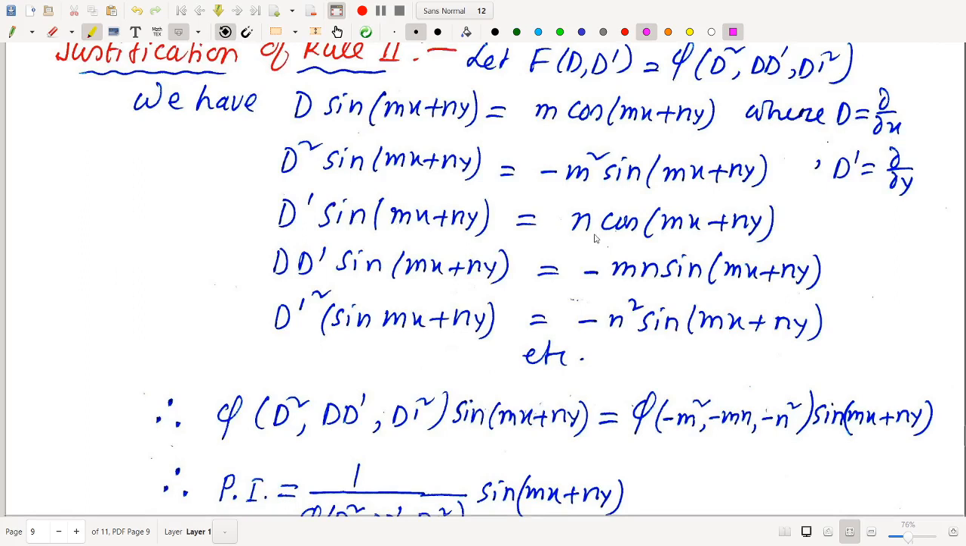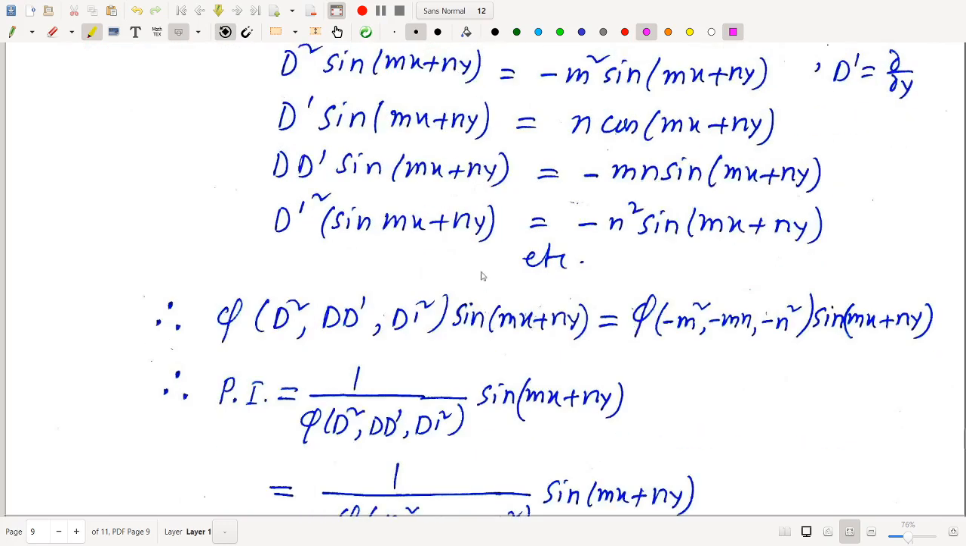D dash sine will be the derivative with respect to y, sine will become cos, and the coefficient of y is n, so n will be coming here. Then D D dash, if we differentiate this line with respect to x, cos will become minus sine, and another m will be coming, so it is minus mn sine of mx plus ny. D dash square means this line D dash sin mx plus ny, if we differentiate again with respect to y, this cos will become minus sine, and another n will be coming with respect to y, so minus n square, etc.